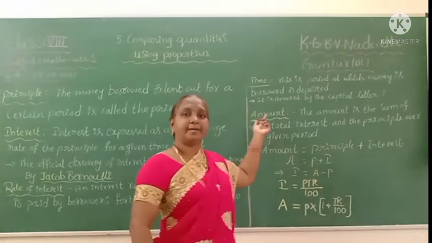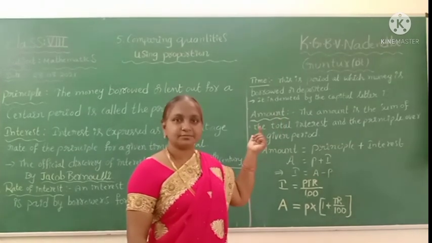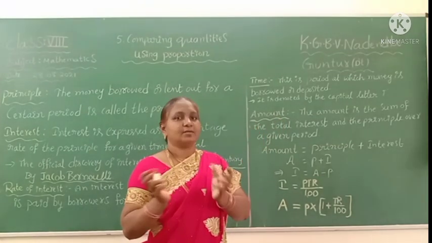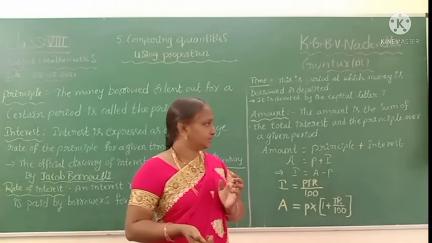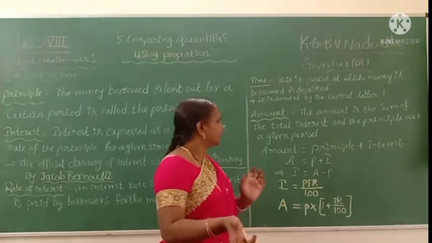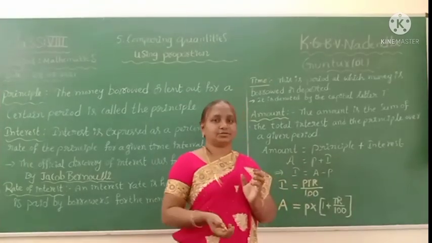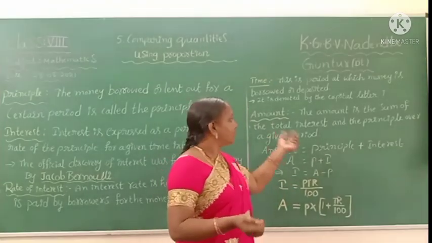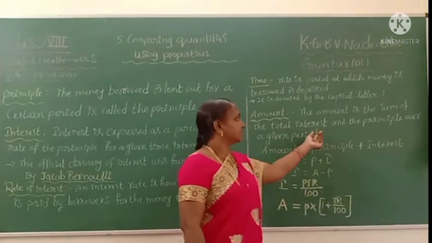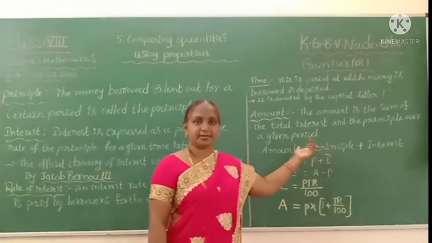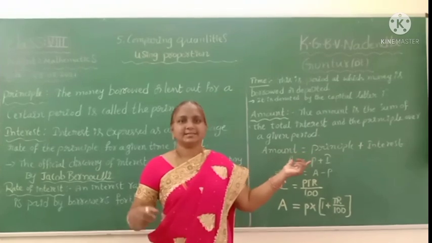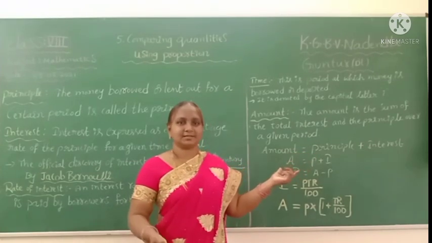Okay, now amount. What is amount? The sum of borrowed money and the total interest together is called amount. The amount is the sum of the total interest and the principal over a given period. Okay, these are all things we learned in 7th class. We just recall it.